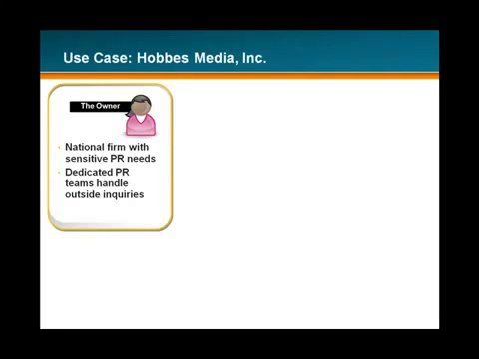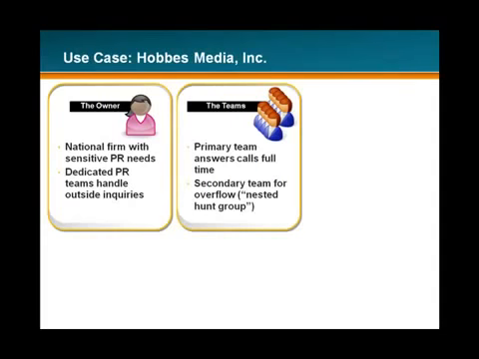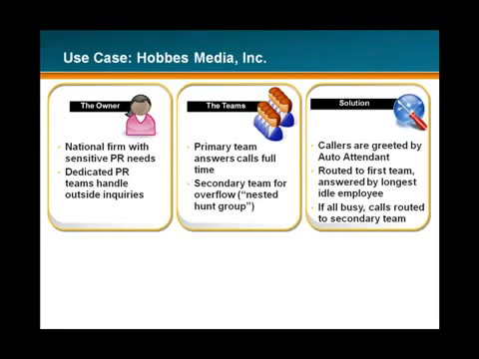Our last example is Hobbs Media, a national firm who handles the PR needs of very contentious clients. Hobbs has 2 teams to answer the calls. The first team is considered primary, and the second team is used as backup should the primary team be busy. All incoming callers to Hobbs Media are greeted by an auto attendant where they are prompted to choose the correct department. Should they choose the PR department, they will be routed to the employee in the assigned group who has been idle the longest. This is known as a uniform hunt group.